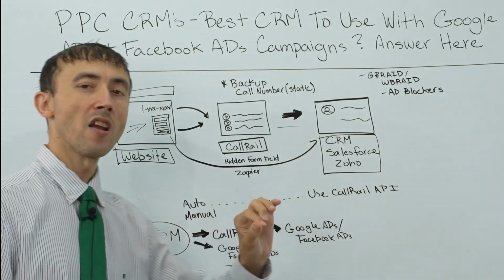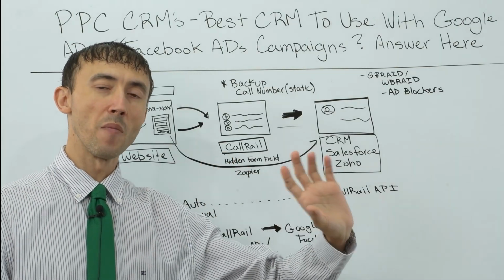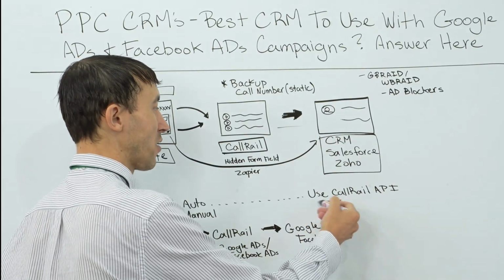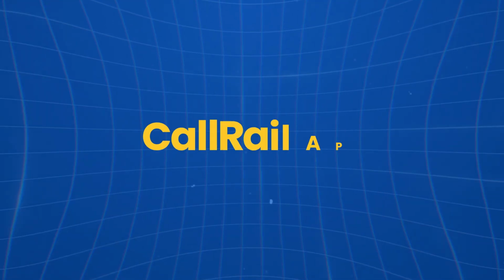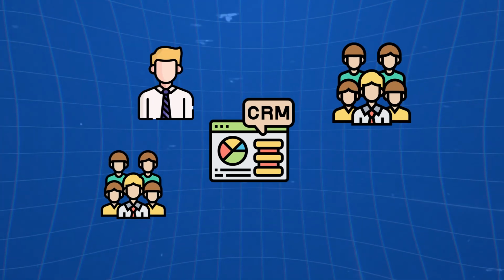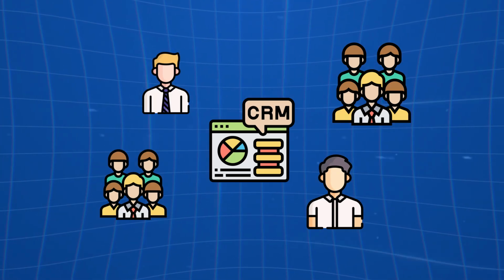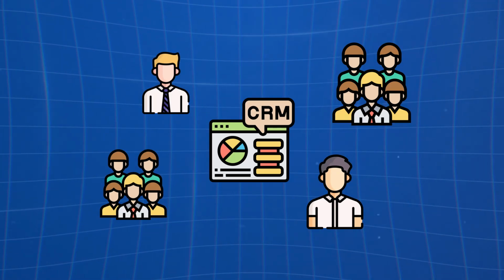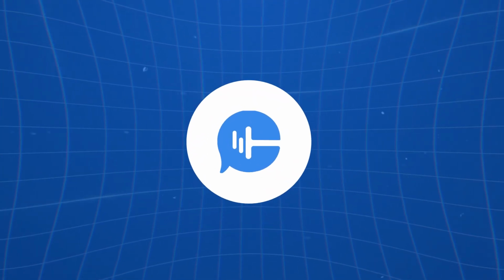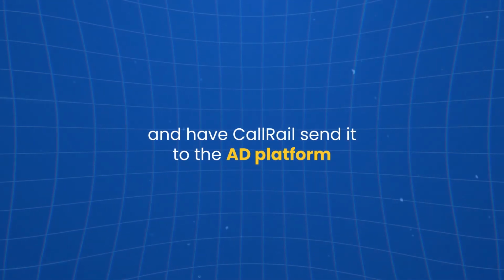If you want to automate the process of sending the sales data you're getting on the back end to the ad platform, I recommend actually using CallRail API. So what you would do is you'd pull data out of your CRM about all the leads that came from PPC and the corresponding Google Click ID, Facebook Click ID, whatever. And then I would have it get sent to CallRail, update the records in CallRail related to those same leads, and then have CallRail send it to the ad platform.